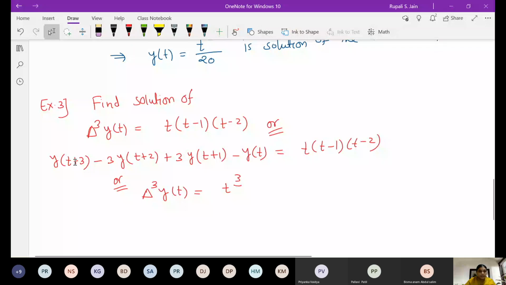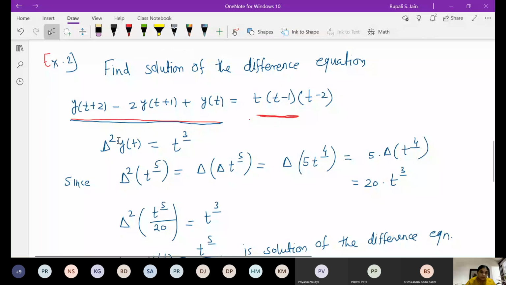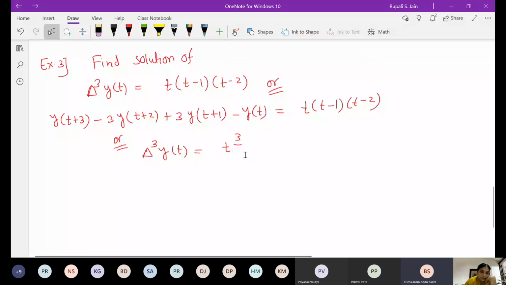Here you can see, if I take t to the 5 falling and its second order difference, I will get t to the 3 falling. If I take its difference again, what will I get here? t to the 2 falling, right? So if I increase the delta power, then this power r in t to the r falling will decrease. So here 3 and here 3. What should I take so that I will get t to the 2 falling?